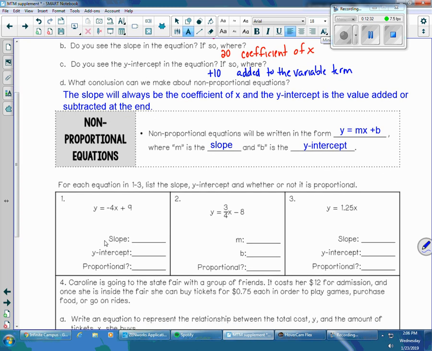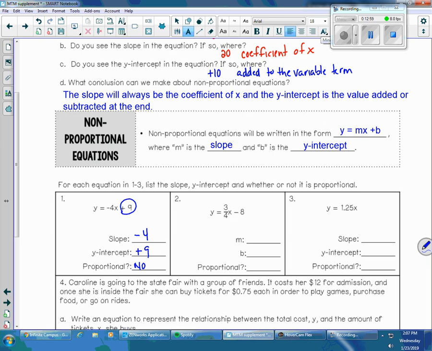All right, what is our slope here? So I look at y equals negative 4x plus 9. What is my coefficient of x? Negative 4. The y-intercept, this thing that gets added on, plus 9. Is it proportional? Nope. Because our graph is going to start at positive 9.